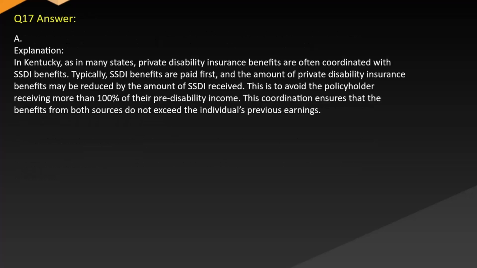Answer: A. Explanation: In Kentucky, as in many states, private disability insurance benefits are often coordinated with SSDI benefits. Typically, SSDI benefits are paid first, and the amount of private disability insurance benefits may be reduced by the amount of SSDI received. This is to avoid the policyholder receiving more than 100% of their pre-disability income. This coordination ensures that the benefits from both sources do not exceed the individual's previous earnings.